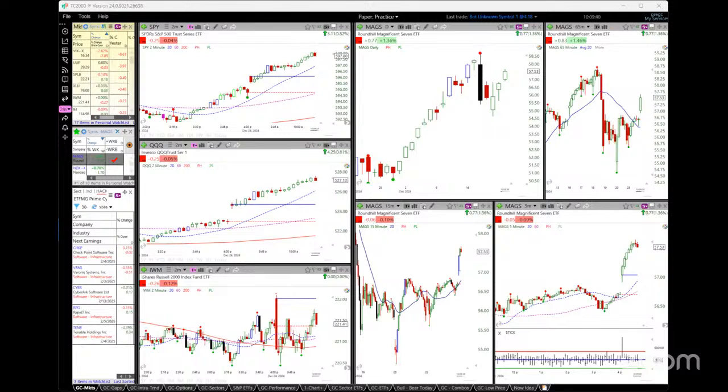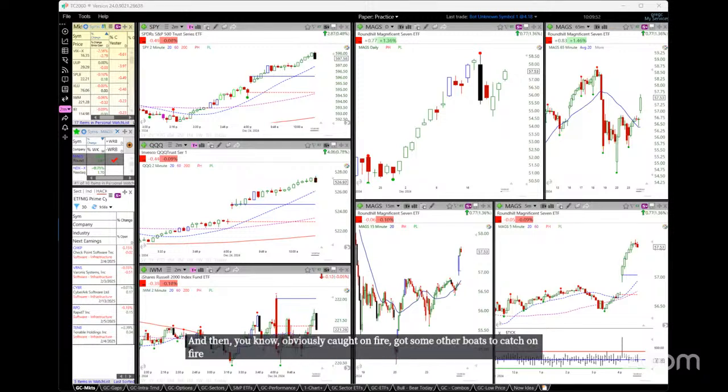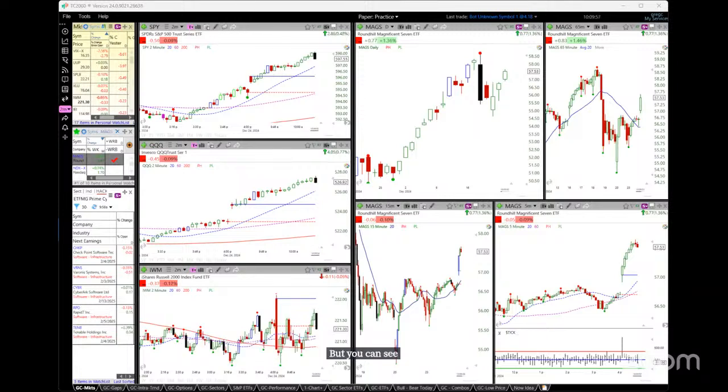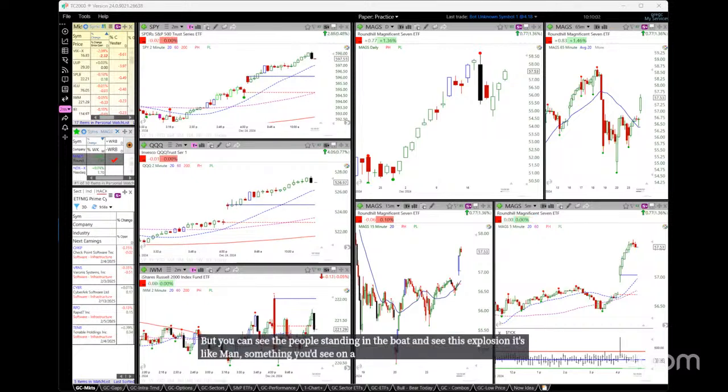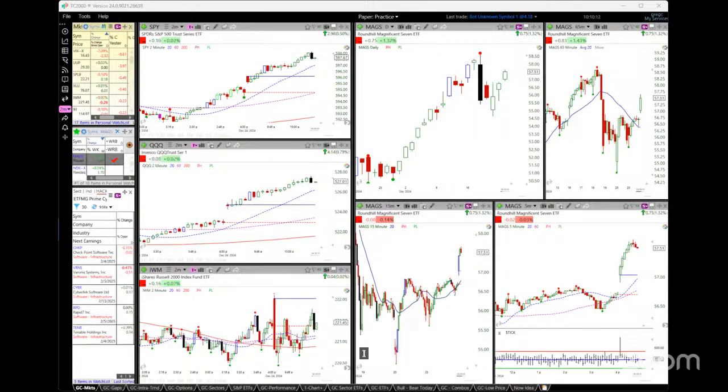It was inboard, right? Yeah. And then, obviously, it caught on fire and got some other boats to catch on fire. Five people injured, one missing. But you can see the people standing in the boat and see this explosion. It's like something you'd see in some sort of TV action movie. I mean, meaning it would be fake, but this was real. It's scary.